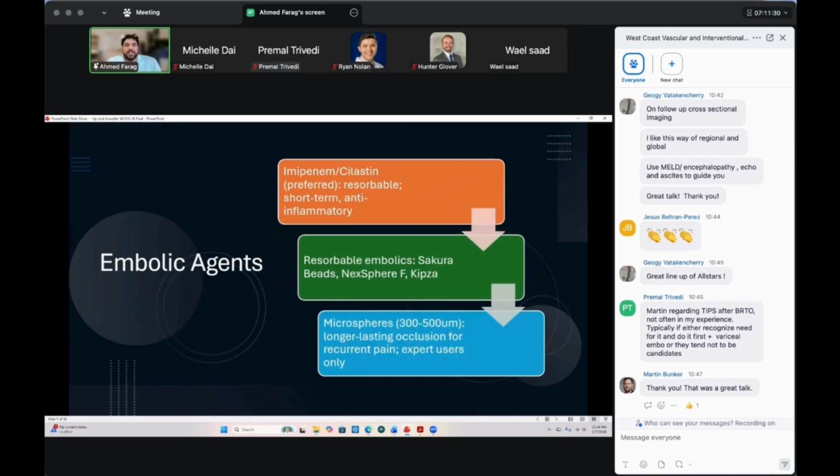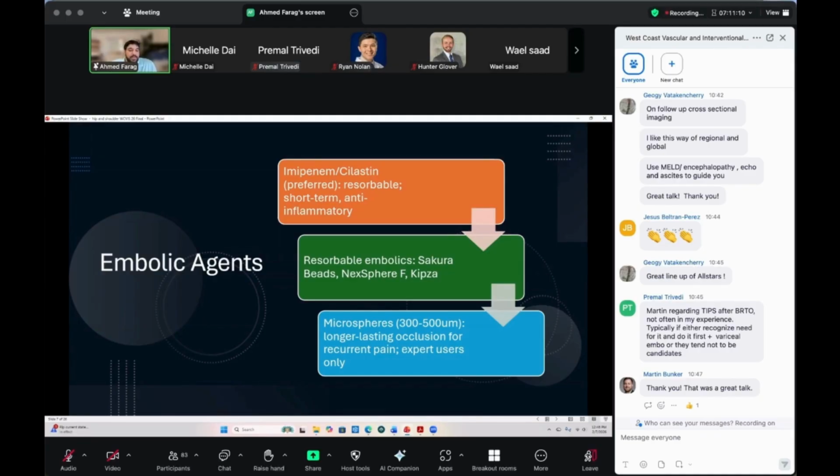So the embolic agents that are typically used, a lot of people are predominantly doing the resorbables. So we're going for the Pramaxin, Imipenem, and the newer embolics like the Sakura beads, Nexsphere-E, and Cipher. And for the expert users, to a lesser extent, you can use Embosphere. You just have to be very careful with your injection.